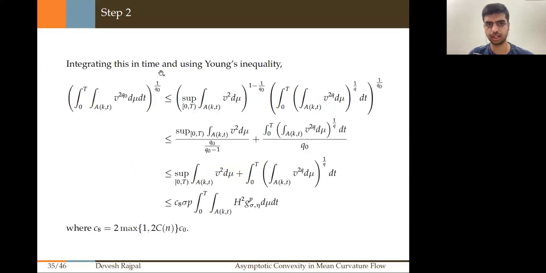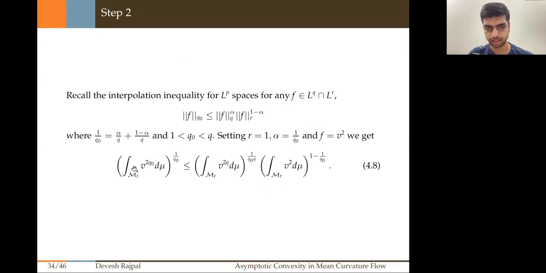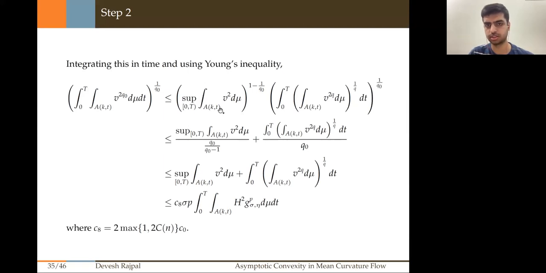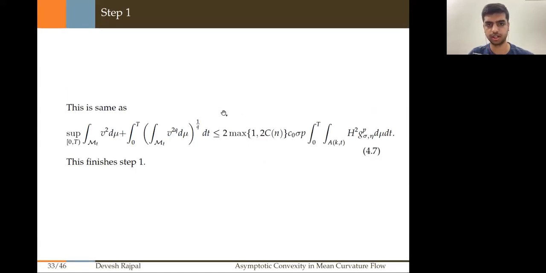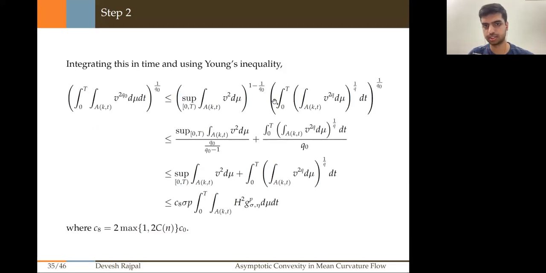Using this, we integrate this in time and use Young's inequality. So we first take the exponent q naught on both sides, and then integrate over time, and take back the exponent 1 by q naught. So this is less than or equal to the supremum. The supremum comes here, and the time integral goes there. So the q naught norm of this integral is bounded by some supremum of the quantity we are considering, V square over A K T, with some exponents decided by the interpolation inequality.